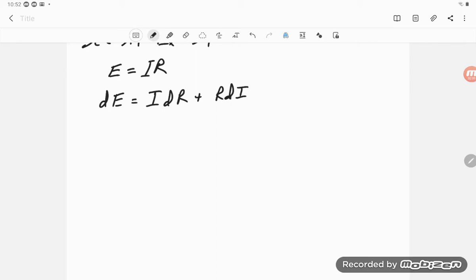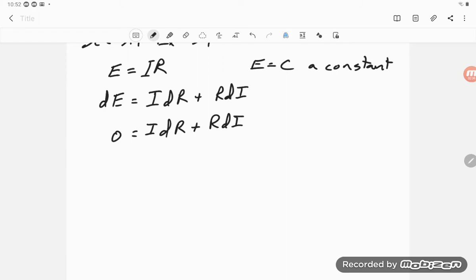And they're telling us the voltage is constant. Okay, so if that's the case, if E is equal to some C, a constant, well, then the differential of E is going to be 0. Okay, so we have 0 is equal to I dR plus R times dI.